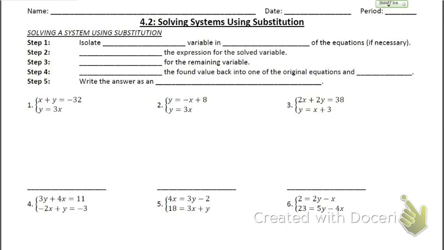So to solve a system of equations using the substitution method, we are going to start by isolating one variable in one of the equations if necessary. So the system might not be set up as nicely as the example that I just gave you, where the variable already says y equals. Sometimes you have to do a little solving first, and we'll do an example like that. Your second step, after we've gotten x equals something or y equals something, is to substitute the expression for the solved variable. So copy and paste it in, okay?